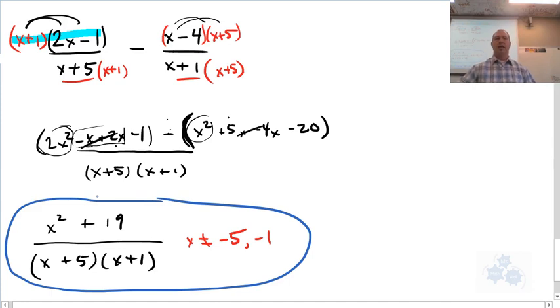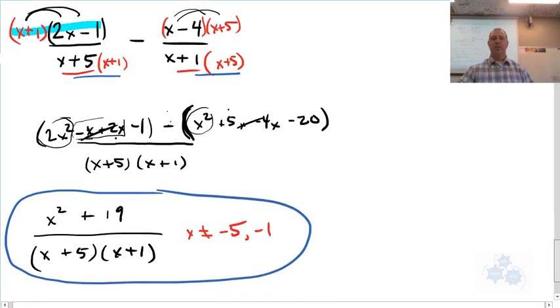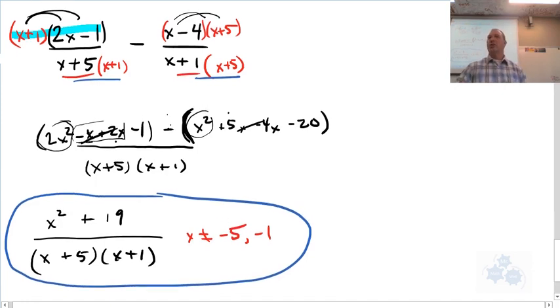A good way to check this is to make sure you've done things correctly and double check your multiplication and stuff like that. Make sure the denominator on the bottom and the numerator on top are factored. Divide out common factors, show your restrictions. That's a complete answer. Any questions on that?